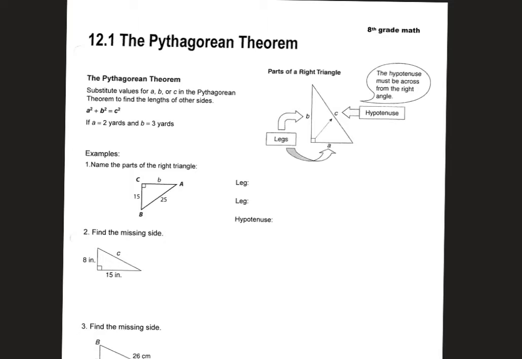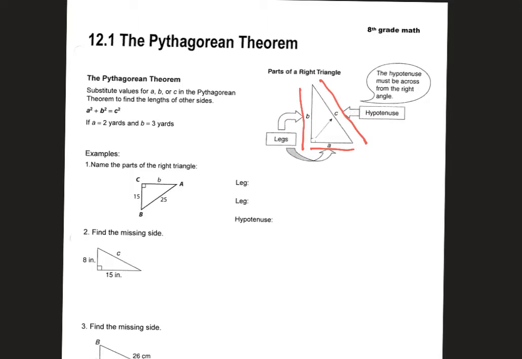Lesson 12.1 is Pythagorean theorem. The Pythagorean theorem states that if you take the two sides that touch the right angle, we call them legs, A and B, and square them, they're going to equal the hypotenuse, which is the longest side of the right triangle.